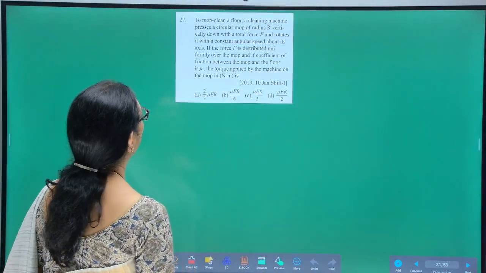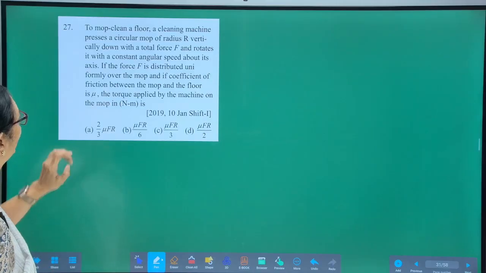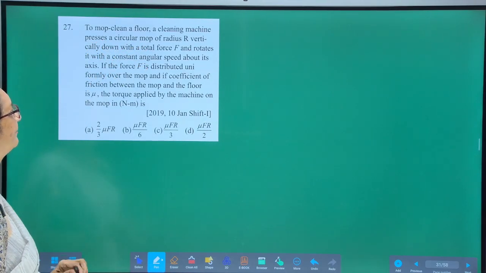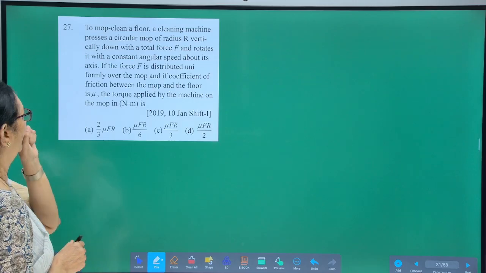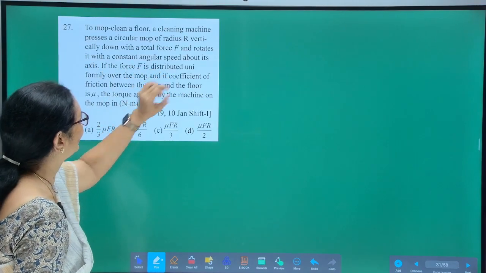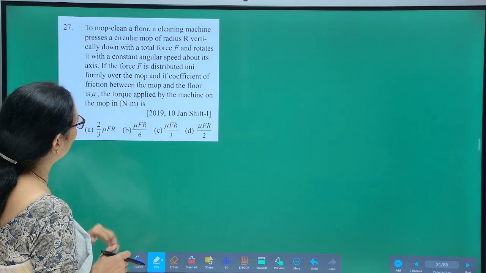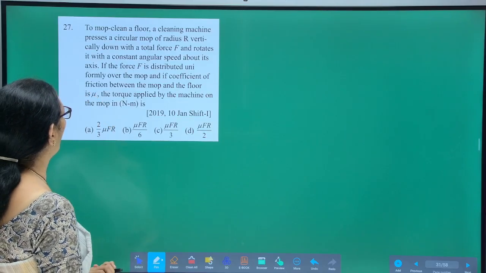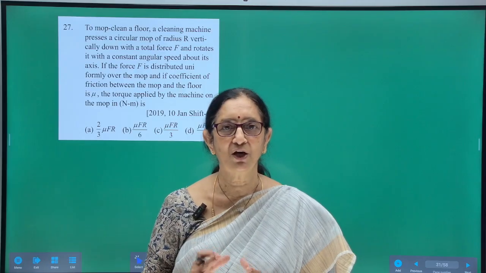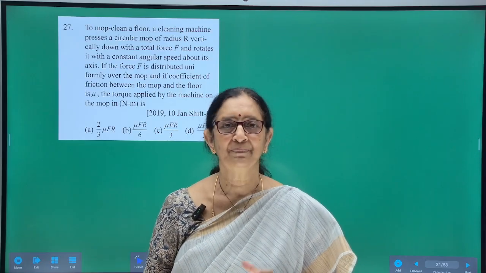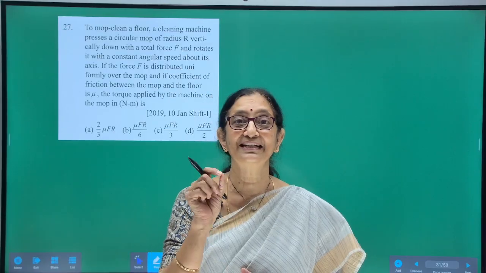Look here. To mop clean a floor, a cleaning machine presses a circular mop of radius r vertically down with a total force F and rotates it with constant angular speed about its axis. Force is distributed uniformly over the mop and the coefficient of friction between the mop and the floor is mu. Find the torque applied. So here actually torque is r bar cross f bar. So r is the radius vector, f bar is the tangential force, that is the friction here.